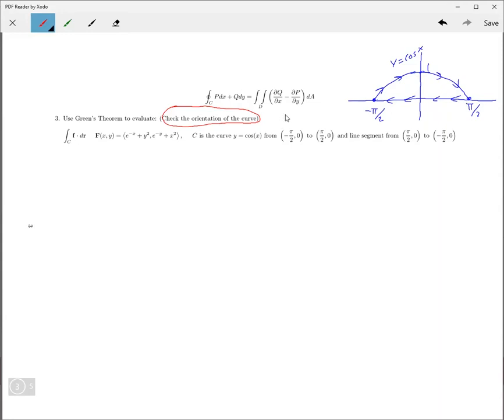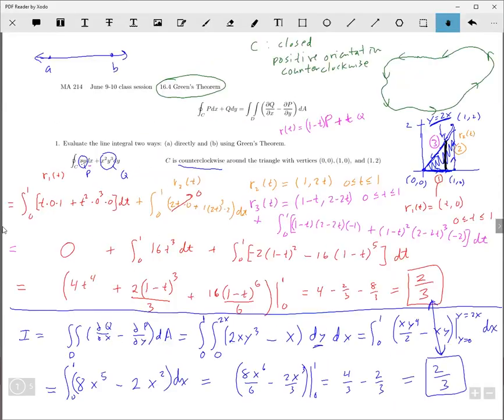Along the x-axis is negative. Okay, so is it clockwise or counterclockwise? Oh, it's clockwise. Okay, and you guys know what I said about what that means? It's negative orientation. Okay, that's negative orientation.